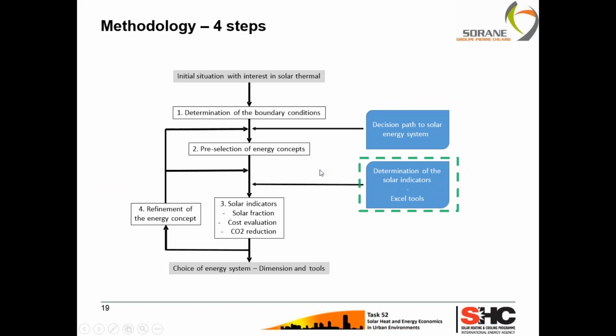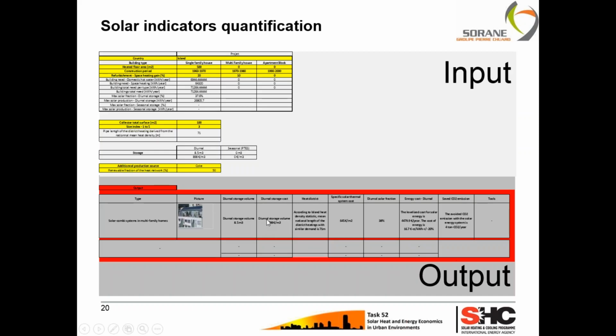So the first step, the idea is to pre-select an energy concept if you have no idea in which direction you want to go. And the second main step of this methodology is helped by an Excel tool. The idea of this Excel tool is to feed it with the energy concept you target, the solar area you have, and the heated floor area, and this tool can provide you and quantify the solar fraction, the cost evaluation, or the CO2 reduction. It is a very straightforward Excel tool. Here you have a print screen of this Excel tool with the input and the output that I described before. This Excel tool is not available yet on the website, but it will be available when the report is accepted.